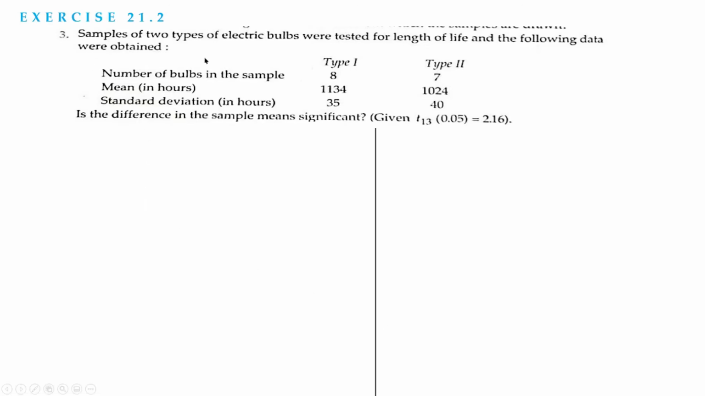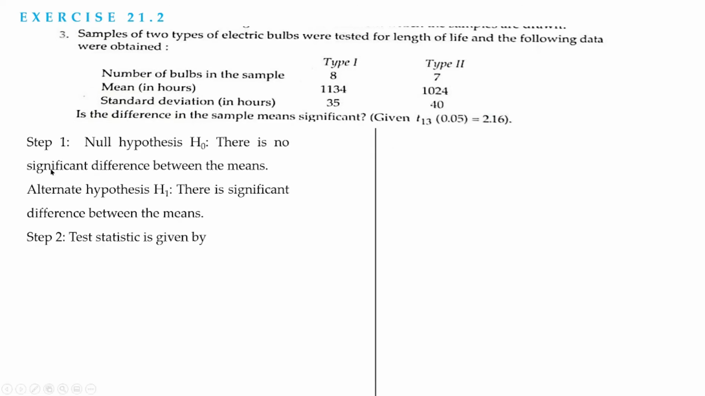Next question: samples of two types of electric bulbs were tested for length of life and the following data were obtained. So here they have given the number of bulbs, mean and standard deviation. Is the difference in the sample means significant? Given t13 at 5% level of significance is 2.16.